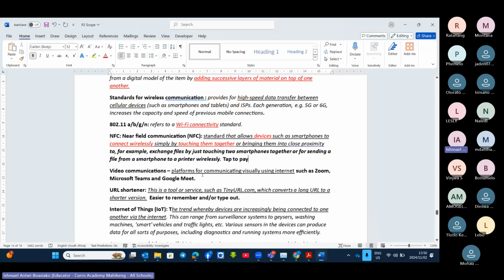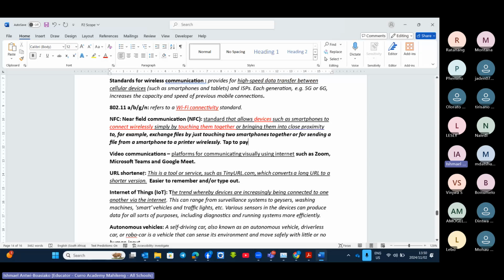Right, the video communication, also the platforms that we use to make video calls through internet. Like for instance, Zoom, Microsoft Teams that we are using now, Google Meet, Skype, and the rest. They are video communication platforms. And then the URL shortener, you must also know this is a tool or service. So the first keyword is a tool or service. What do they do? They convert long URL into a shorter version.